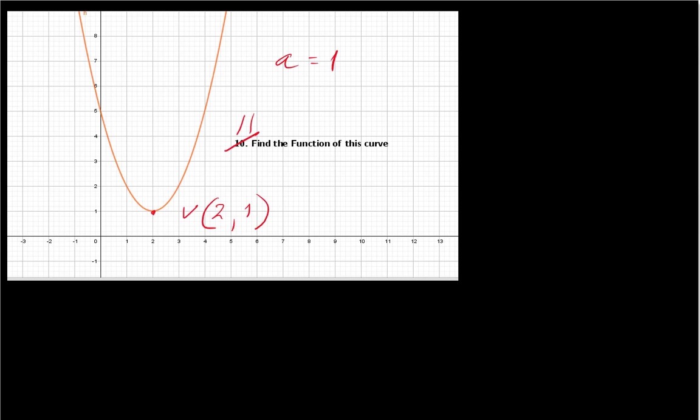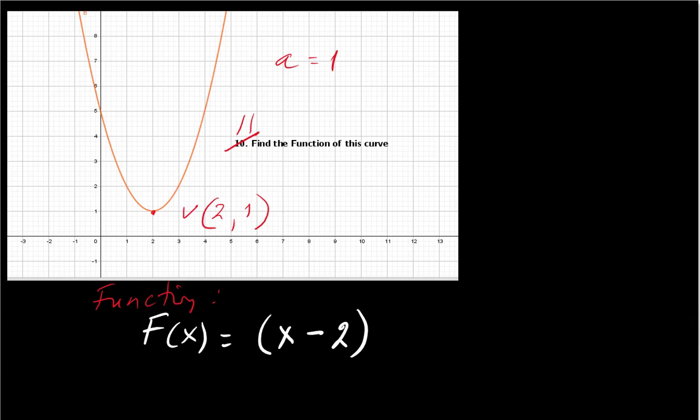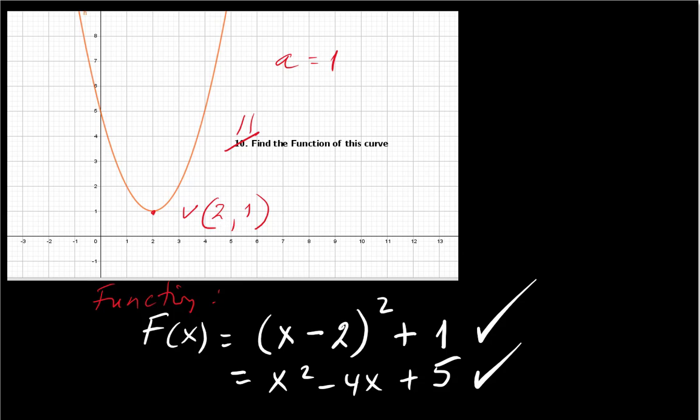So all we have to do is the function. So f of x is equal to a is equal to 1, factor in x minus h, which is 2, squared, plus k is equal to 1, and that's it. We have our function. If we want to develop this one, we can just find out it was x squared minus 4x plus 4 plus 1, which is x squared minus 4x plus 5. That one was short.